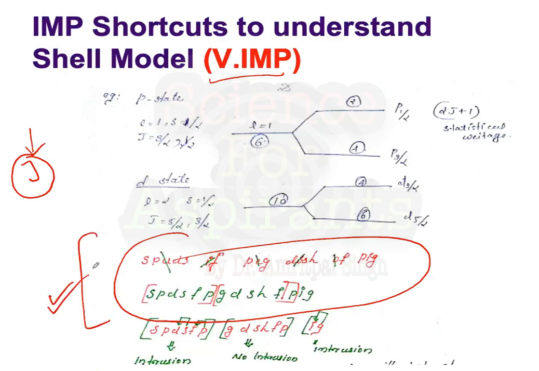It is not that they always ask you only for the ground state spin of a given nucleus. They can ask you to find the magnetic moment of this particular nucleus, or the quadrupole moment of this particular nucleus. So once you are able to find the value of this J, then you can find out all those other applications of these shell models.